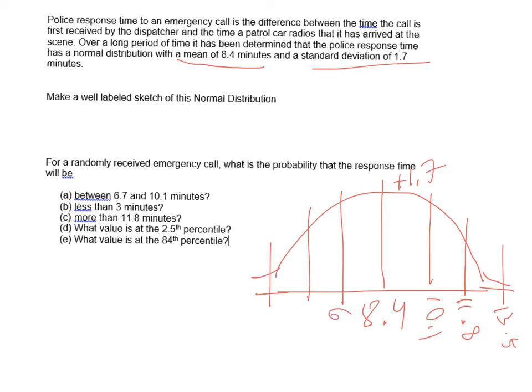That leaves me 6.7. And if I subtract it again, I get 5. I guess I need a calculator for that. And then I'm going to subtract 1.7 again and get 3.3. So, now what? They're asking us what's the probability, or what percent of the time it'll take between 6.7 minutes and 10.1 minutes. So 6.7, I'm noticing, is 1 standard deviation below, and 10.1 is 1 standard deviation above.